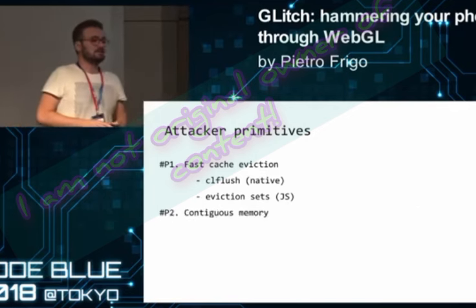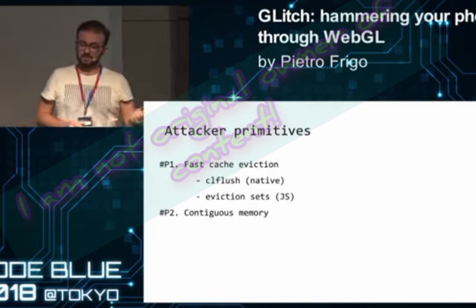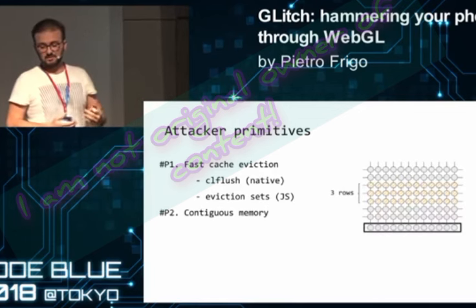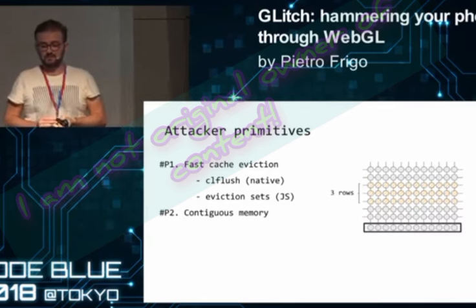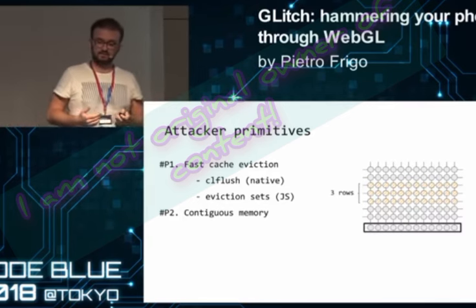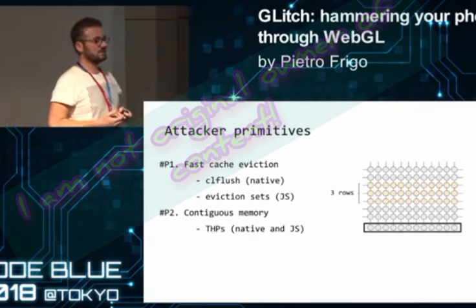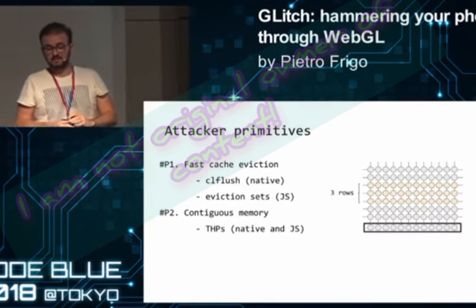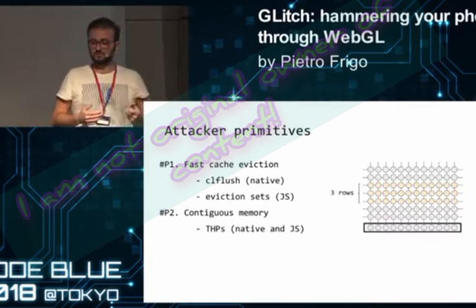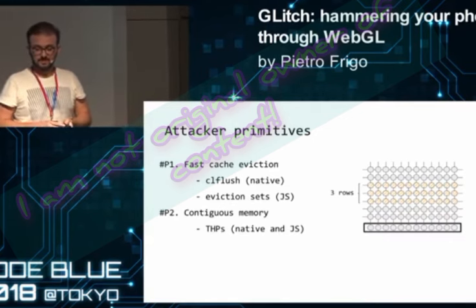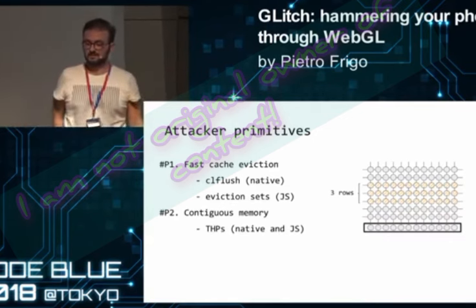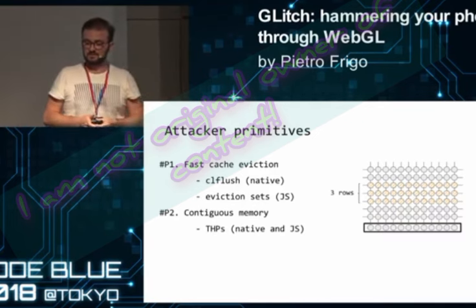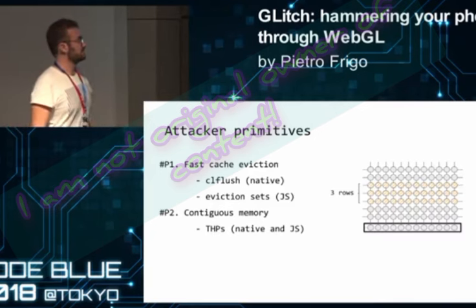The second primitive that you need is contiguous memory. As we said, we usually need three adjacent rows, so you want to have the two aggressor rows and the victim row in the middle. This is usually supported by using transparent huge pages, which are basically pages of 2 megabytes. Usually in virtual memory, you allocate pages of 4 kilobytes, but with 2 megabyte pages, you can span multiple rows in memory. Now, the mapping is not linear, so you don't just follow the addresses that you have in memory into DRAM cells, but it's a simplification that works pretty well.